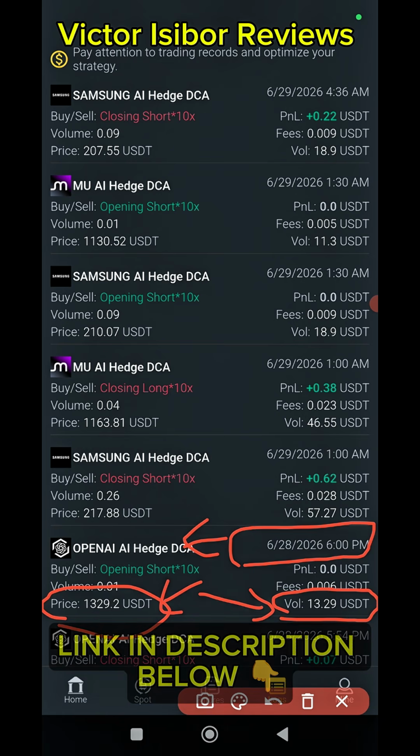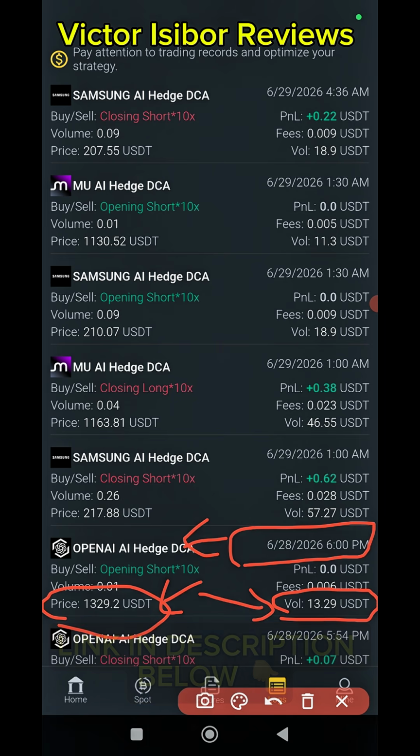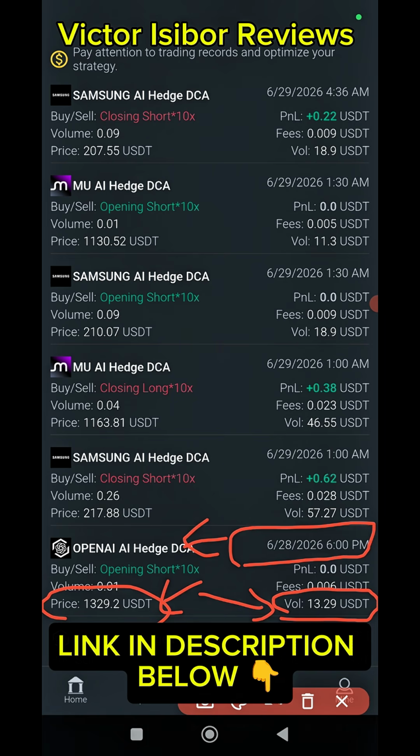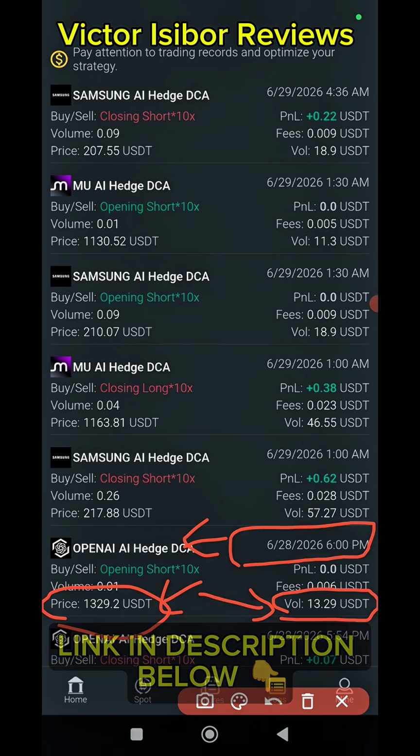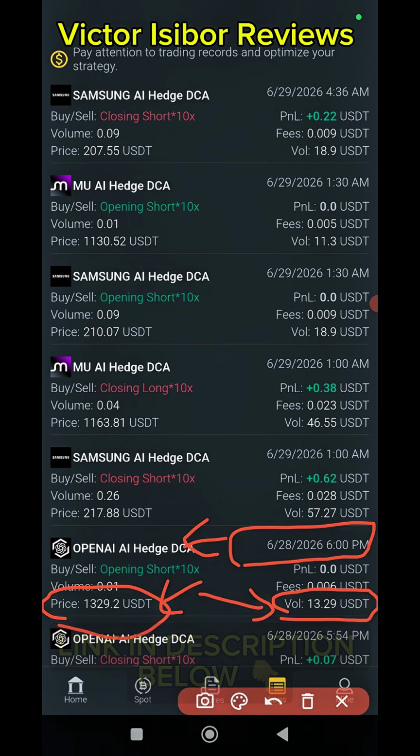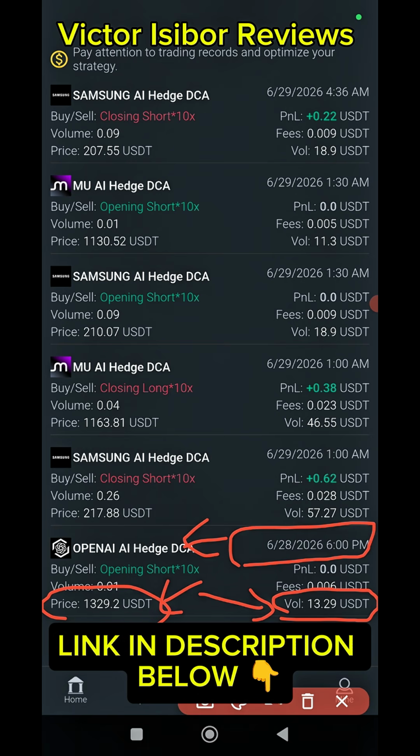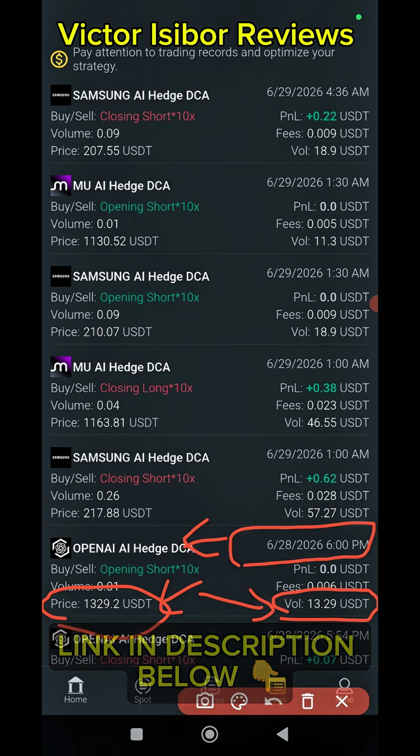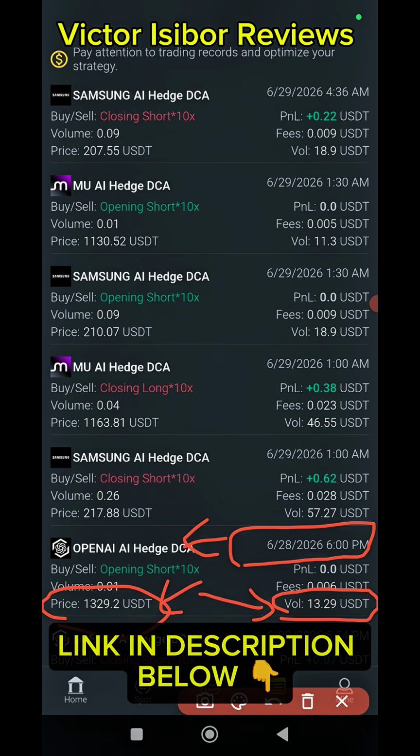All right. For instance, I don't know how much Dangote cement is per share, but the truth is, if you have 100 naira, you can buy a fraction of it. So for this trade, my own personal volume I'm trading is $13.29, while the price is $1,329,000 per share of OpenAI, which is the parent company of ChatGPT.